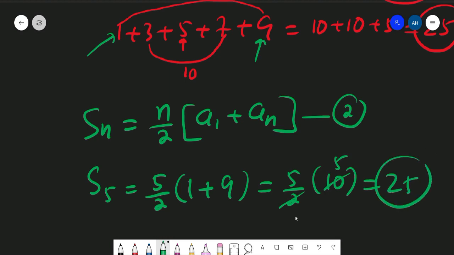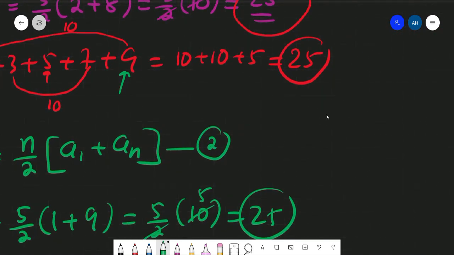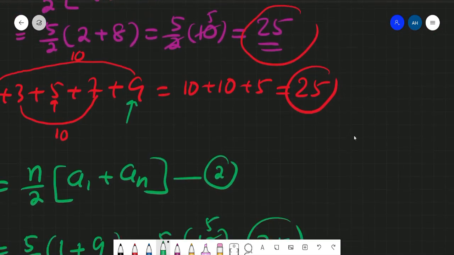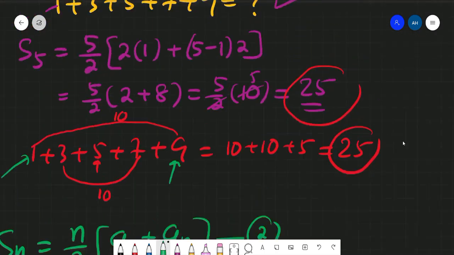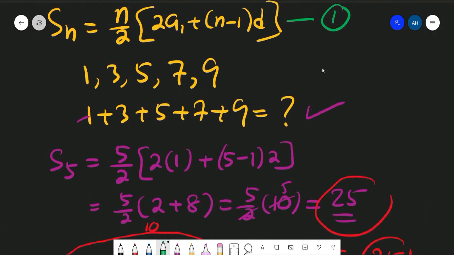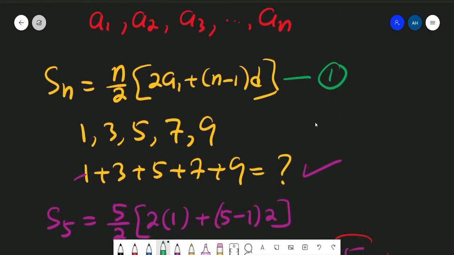You see, so this formula is also valid. That is formula number 2. We get the same answer. You see, 25, all of them 25. Now what is left is we need to explain where this formula comes from. We have to check and see the origin of this formula.